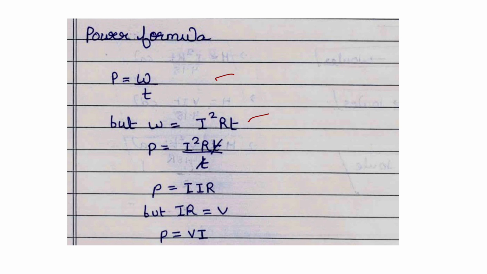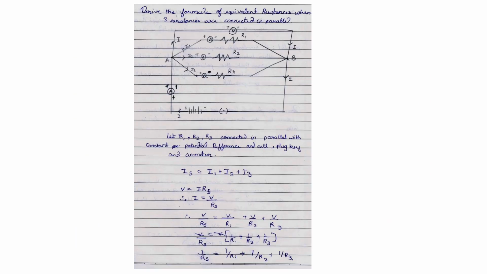We substitute work with I square RT, and we get I square R, as T gets cancelled here. So I times IR, and V equals IR, so P equals VI. We can write P equals V into I. In this way we have derived the power formula. So let's go back to the question.